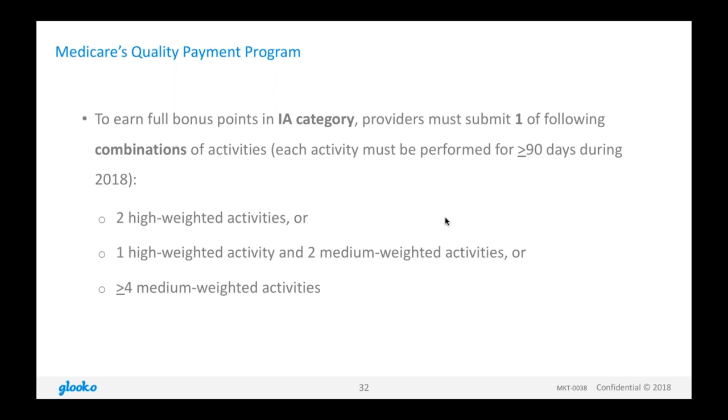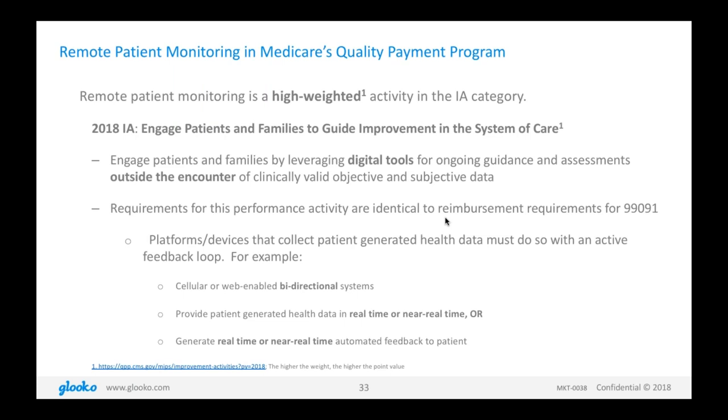So I have good news for you on the next slide. Remote patient monitoring is in the Medicare QPP. It's one of the quality measures in the improvement activity category. And the good news, it's considered a high-weighted activity, and that's the highest it gets. The actual name of the activity in the IA category, in dark font there, is engage patients and families to guide improvement in the systems of care. Specifically, how they define this is engage patients and families by leveraging digital tools, for ongoing guidance and assessments outside the encounter.